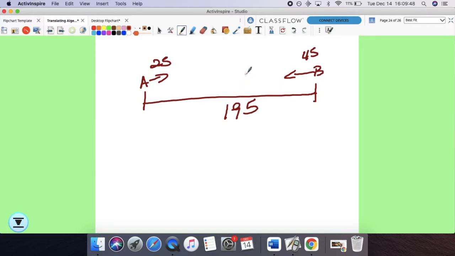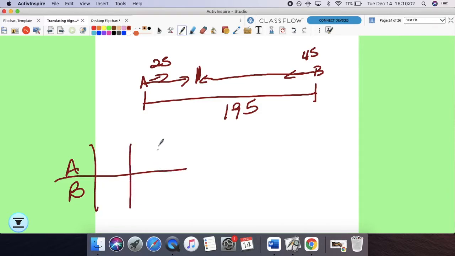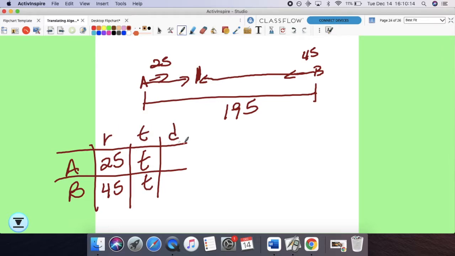All right, so again, their meeting point is going to be a little bit to the left of the middle, right? Because definitely train B is going to cover more distance. So again, set up our table. Train A is 25 miles an hour. Train B is 45. The time is what we want. So that's my RTD. The distance of A would be 25 times T. Distance of B is 45T.